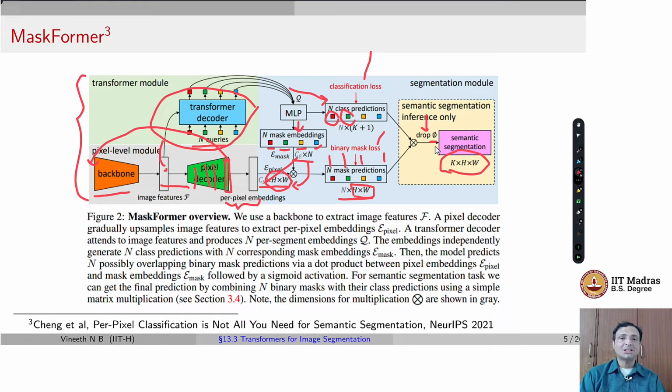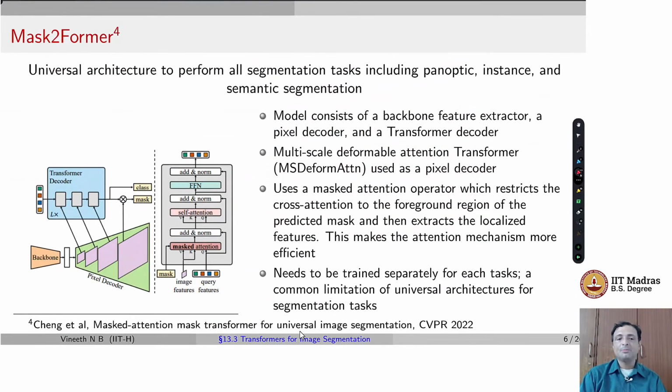This approach of MaskFormer to adapt a transformer to the task of semantic segmentation has also been followed by other methods. It was quickly followed by another paper called Mask2Former, where the same authors extended MaskFormer as a universal architecture to perform all segmentation tasks, including panoptic, instance, and semantic segmentation. Please go back and see the earlier lectures on segmentation to understand the difference between panoptic, instance, and semantic.